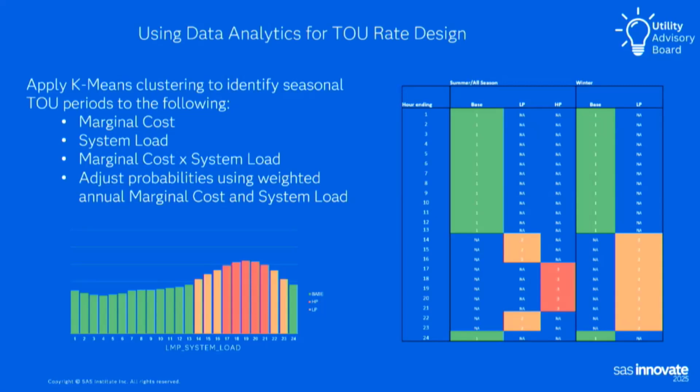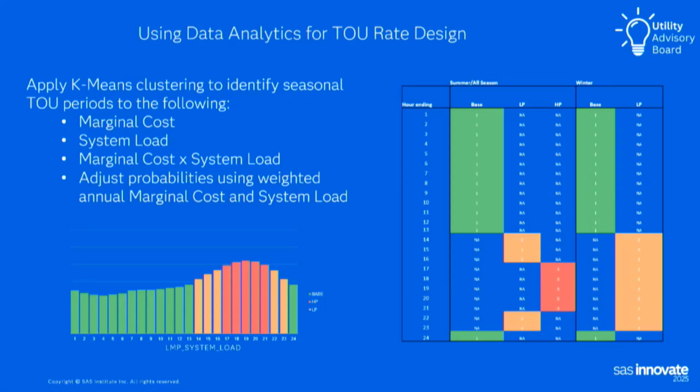To ensure the outputs were refined, we adjusted the probabilities for each time period by using weighted annual averages of both marginal cost and system load. This way, we gave more weight to the hours that have a greater impact in terms of cost and system load, making the TOU boundaries more accurate. The result was a set of TOU time ranges that closely align with actual system stress and cost drivers.